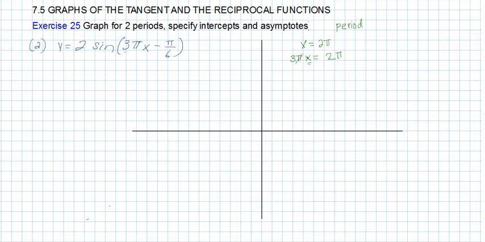But now the period is different because we need to solve for x. So if I cut pi from both sides and move the 3 to the bottom, I have x equals 2/3. So my period is equal to 2 over 3.